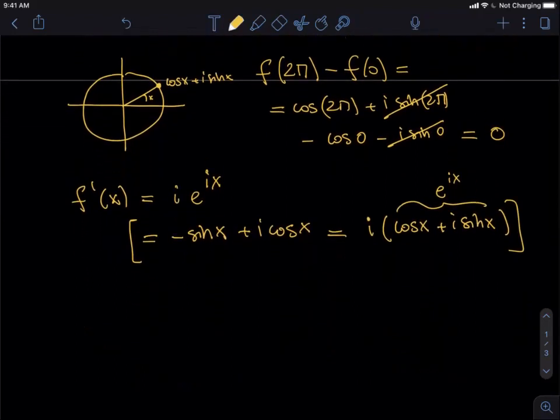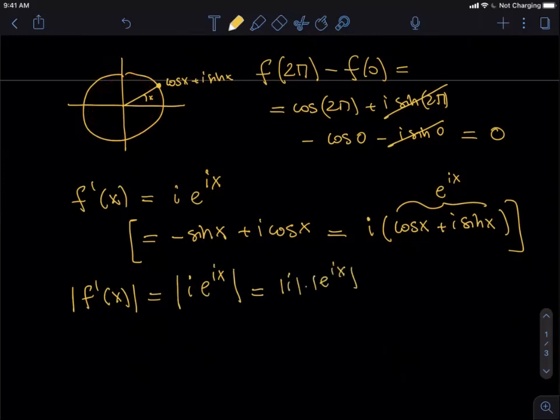Now, the modulus of f prime of x for any x, I said it here already. I said the points of the exponential were in the unit circle. That's clear because it's cosine of x plus i sine of x, the Pythagorean theorem. But if we look at the product of the two moduli, this is 1.